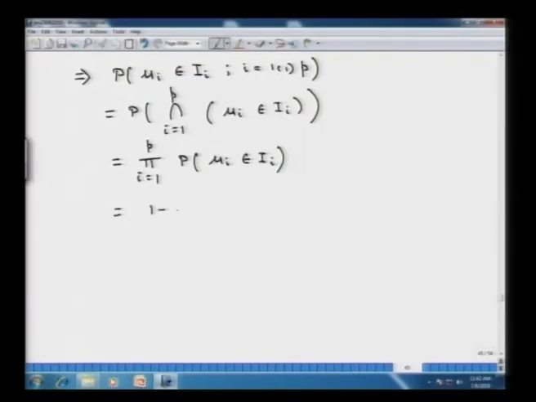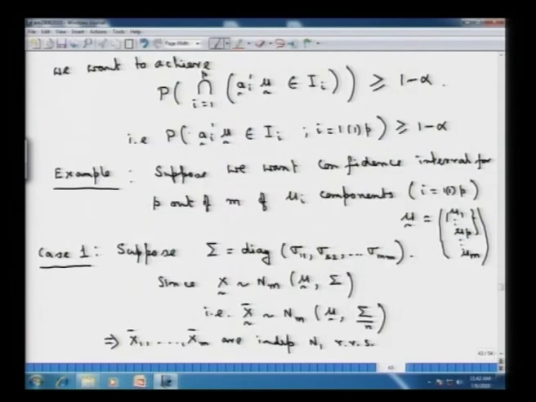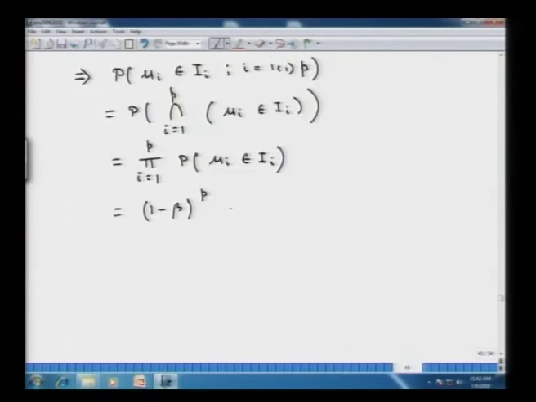So, we will have this as 1 minus beta, the whole raised to the power p. Now, what do we require? In order to set up a simultaneous confidence interval, see what we had stated here, we would require statements of this type: the probability that a_i mu belongs to I_i for i equal to 1 to p is greater than or equal to 1 minus alpha. So, for the given problem, if we set 1 minus beta to the power p equal to 1 minus alpha, then we will be able to achieve this.